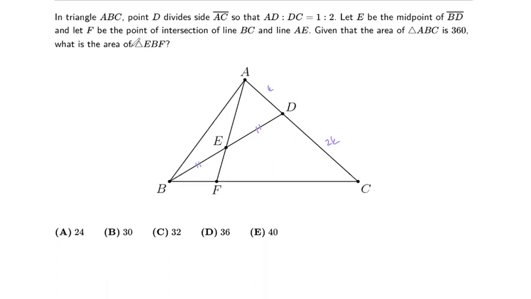And we have F as the intersection of AF and BC. Okay, that's the intersection. And the area of ABC is given, and based on that we are looking for the area of EBF. Okay, so we need to find the area of this region.